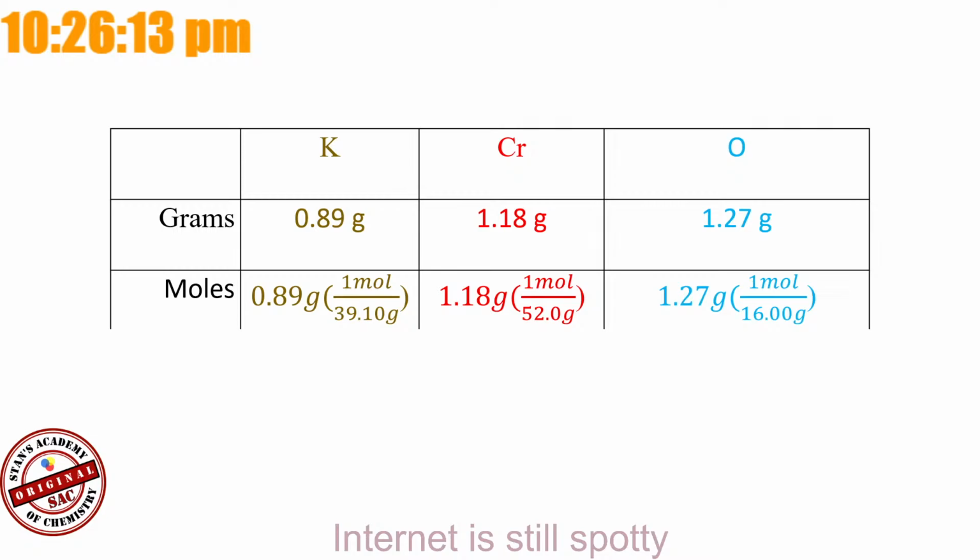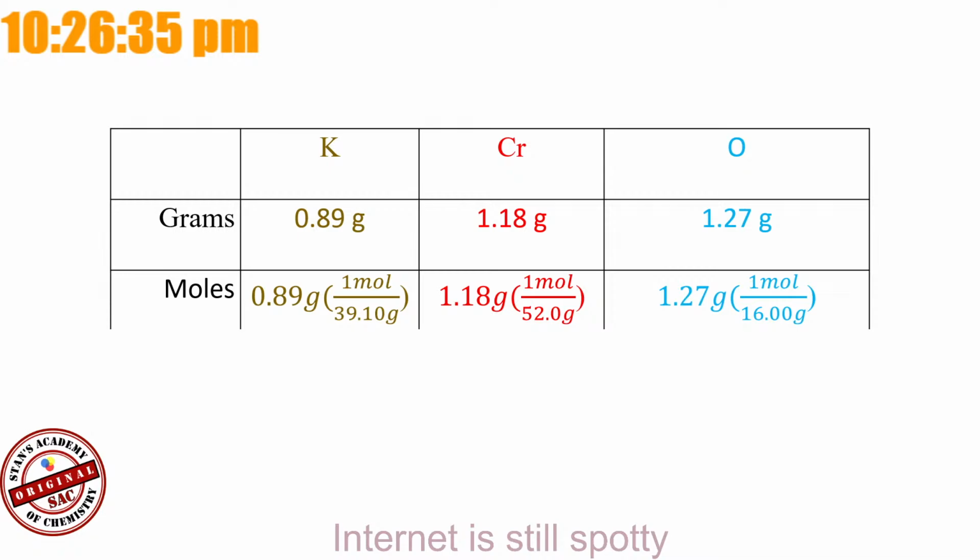So we have 3 different mole values here. We calculated the moles of potassium, chromium, and oxygen. These parts are pretty clear. The only difference in this problem is that the masses of potassium, chromium, and oxygen are given, so it is easy to calculate the number of moles right away.